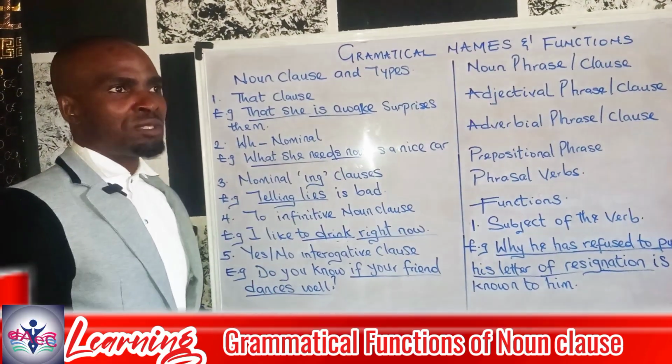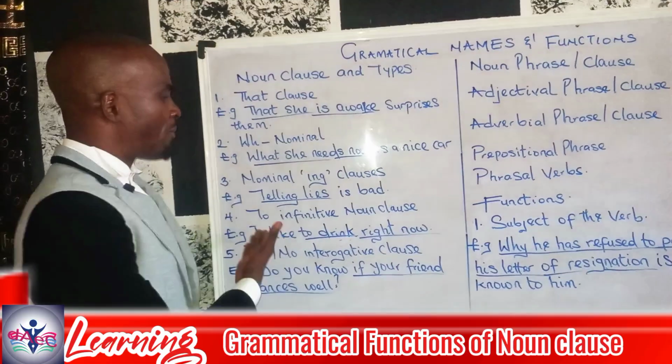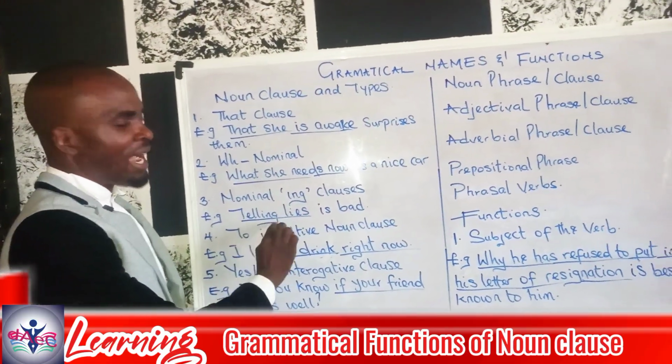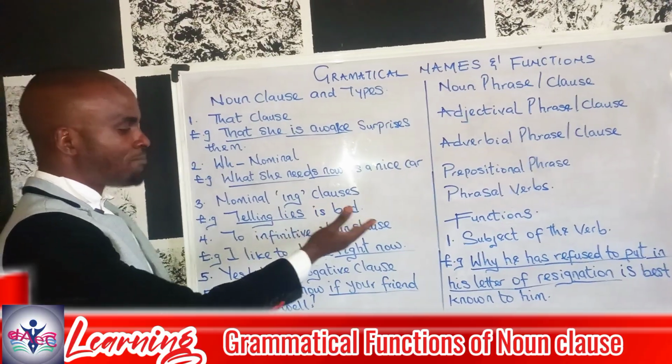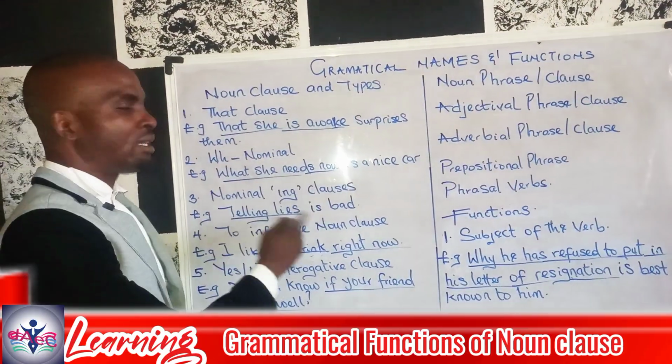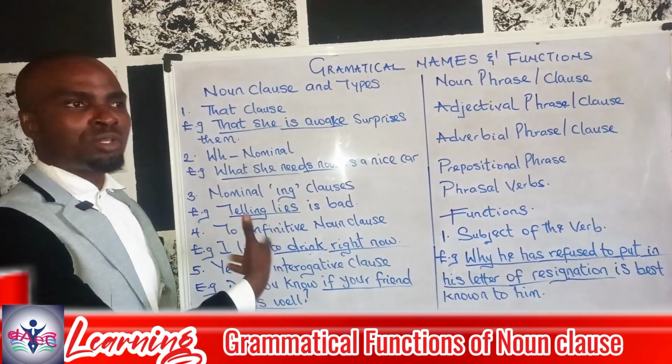That is, nouns that are in the form of a verb in a progressive form, the -ing forms. "Telling lies" is an -ing form: "Telling lies is bad." So I can ask the question, what is bad? Telling lies. So you realize that it answers the question, what?